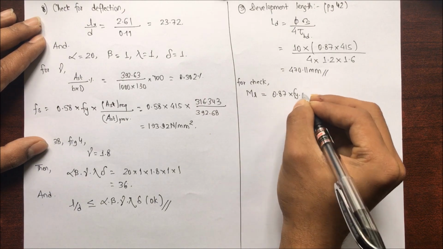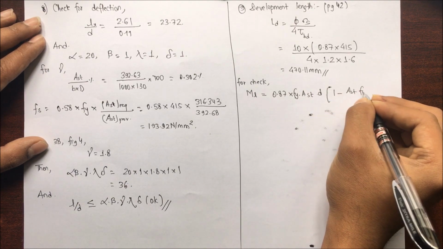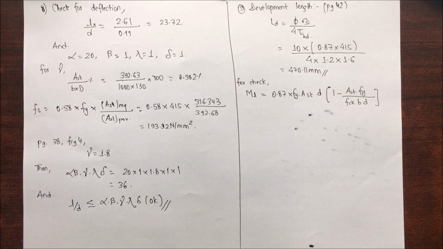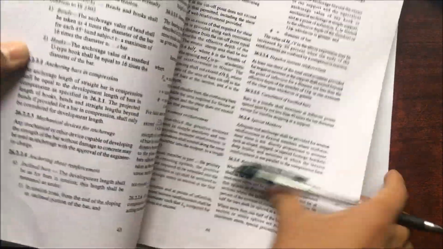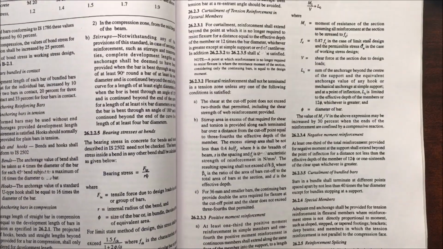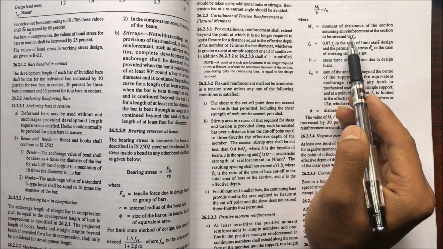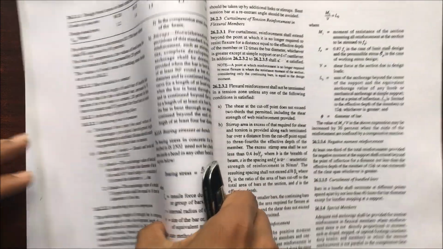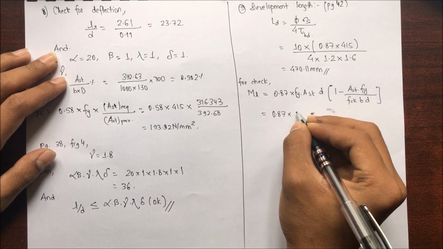For checking whether the development length is sufficient or not, M1 is equal to 0.87 fy Ast d into 1 minus Ast fy by fck bd. This is from the codal provision. Let me show you. M1 is the moment of resistance of the section, so the value should be less than that of this. And as I said, 0.87. So substitute the values of all these terms. We will calculate the moment.